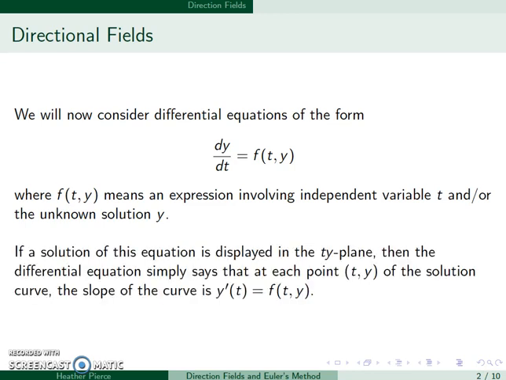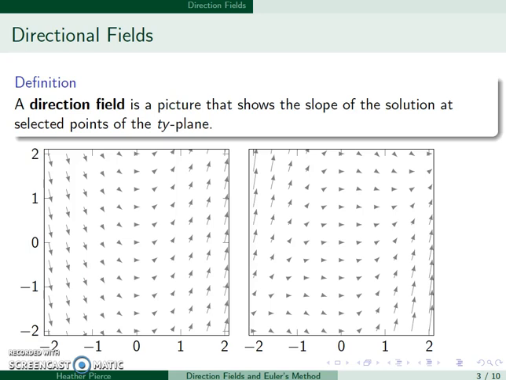And if we actually display a solution of this equation in the ty plane, the differential equation simply says that at each point (t, y) of the solution curve, the slope is given by y prime of t, which is f of t, y. So a direction field is a picture that shows the slope of the solution set at selected points in the ty plane. So these are specific direction fields that you can see here. And like I said, it gives you the actual value of the derivative at each of these points.